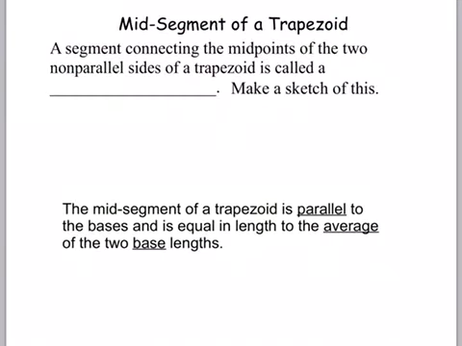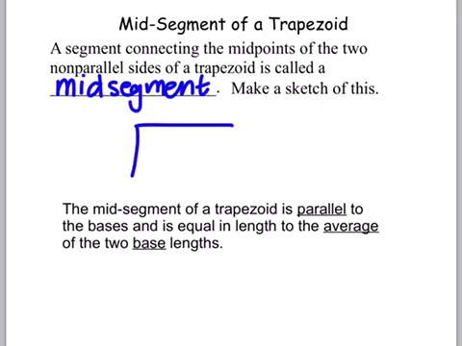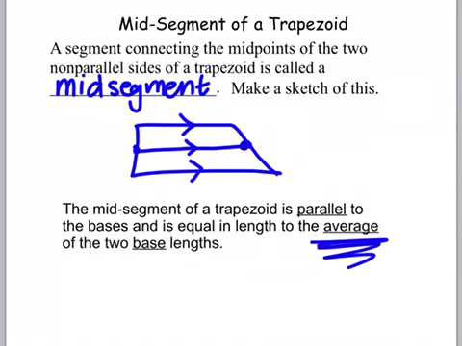The mid-segment of a trapezoid is also going to give us a special relationship. A segment connecting the midpoints of the two non-parallel sides of a trapezoid is called your mid-segment. So, making a sketch, if I drew a trapezoid, the mid-segment is right there. I know that all of these three are parallel. The mid-segment of a trapezoid is parallel to the bases and is equal in length to the average of the two bases. So this average part is going to be important to you.